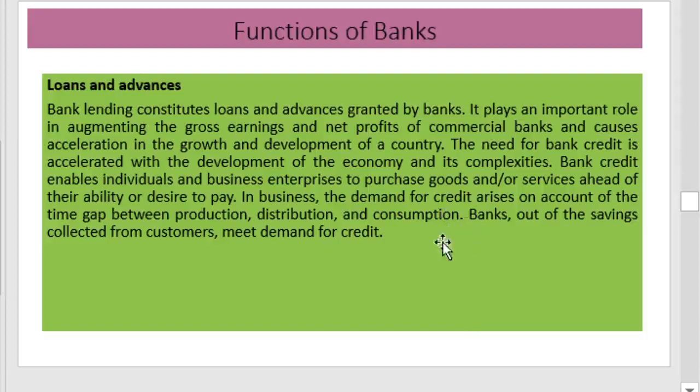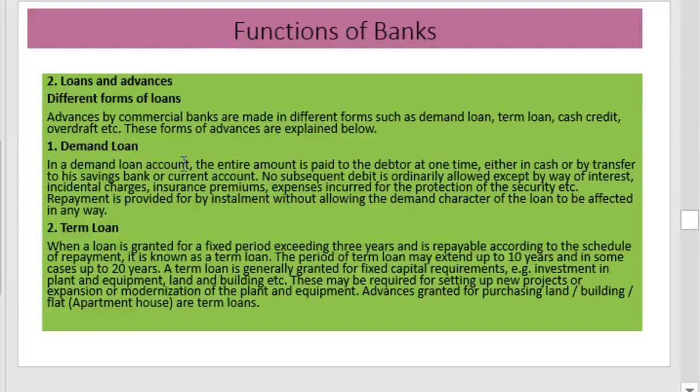That is, the bank provides loans and advances to needy people. The loans and advances are of different types, which are explained as follows. First one is the demand loan. In a demand loan account, the entire amount is paid to the debtor at one time. That is the demand loan. And the second category is the term loan, which is granted for a fixed period exceeding 3 years and is repayable according to a schedule of repayment.